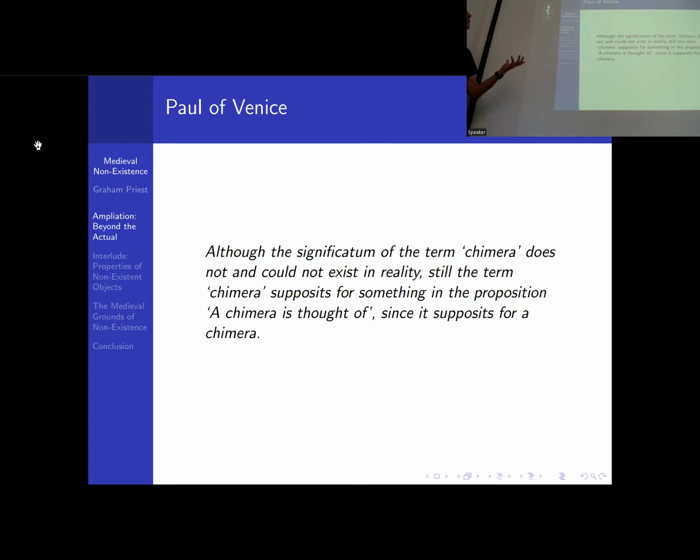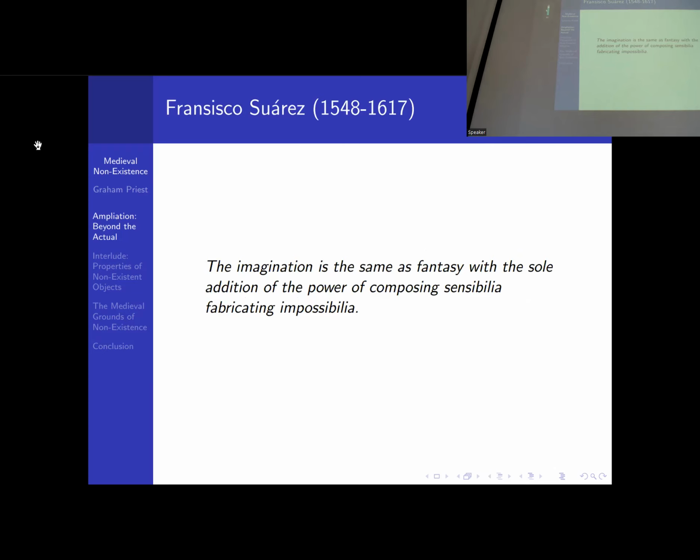So, you know, Paul and John disagree. One thinks that you can ampliate to impossibilia, one doesn't. Okay, so this is a controversy in the 14th century. And Paul is not alone in his view that you can ampliate to impossibilia. Here's a quotation from a slightly later philosopher, a century and a half later, Francisco Suarez.